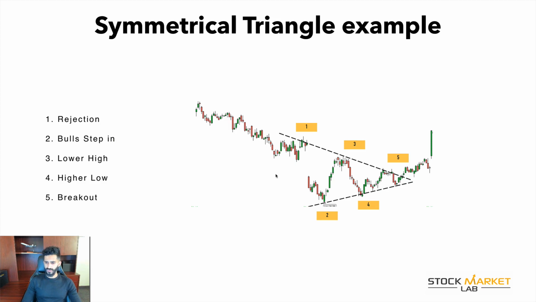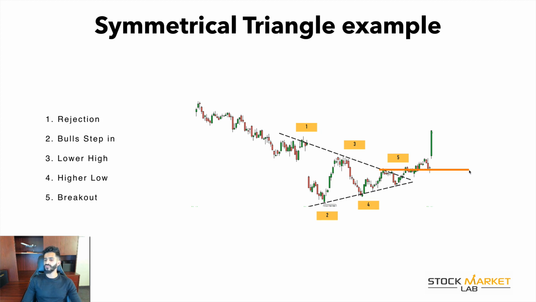So for example, if you look right here, you can see the symmetrical triangle forming. Rejection, bulls step in. Rejection, the high gets lower. Boom, bulls step in. The low gets higher. Boom, gets rejected. The high gets lower, the low gets higher. And then what happens? It breaks out. Now, what level do I care about for the breakout?